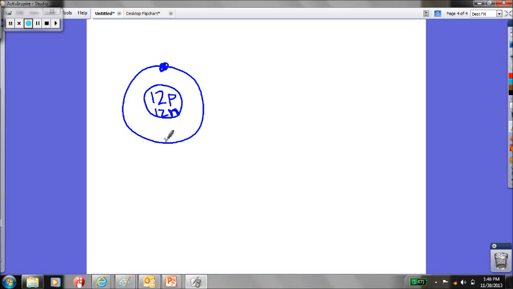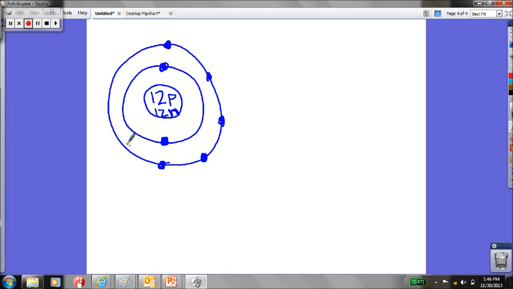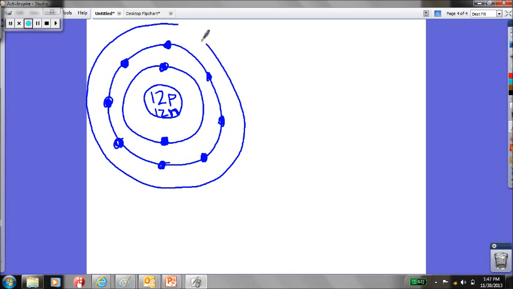So 2 in the first shell. Now my first shell is full. I go to my next shell: 3, 4, 5, 6, 7, 8, 9, 10. So I still need to go to another shell because I have 2 other electrons that need a home. I'm just going to draw them kind of like that so we can see them a little bit better. Okay, so this is my magnesium atom.